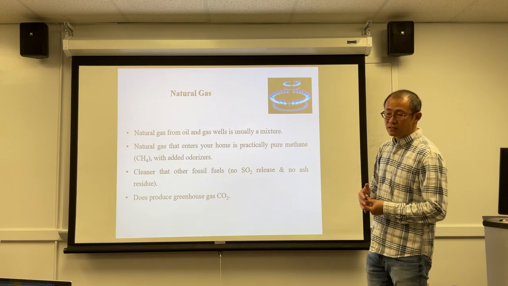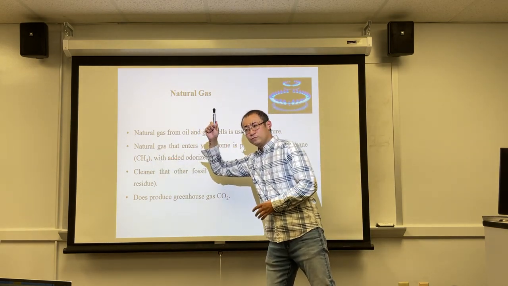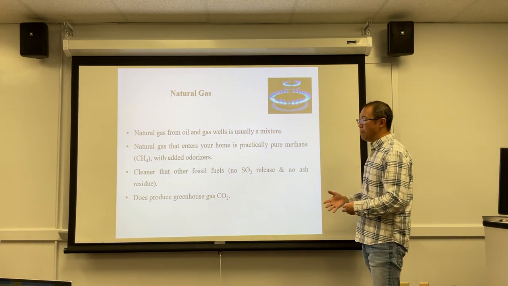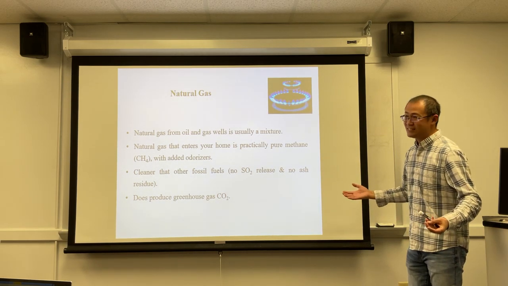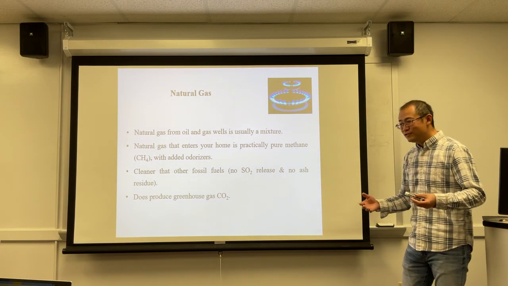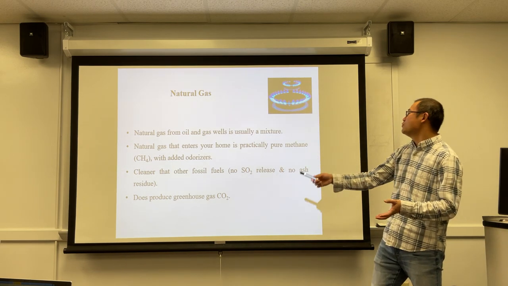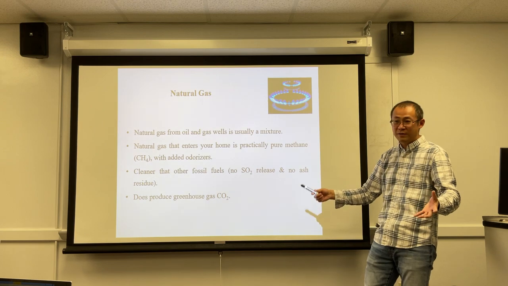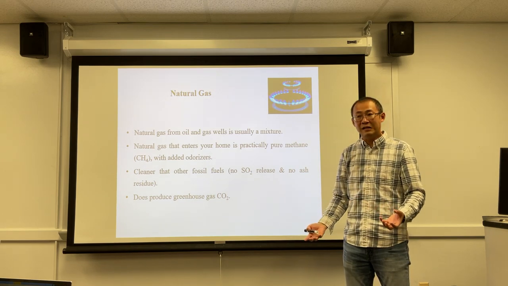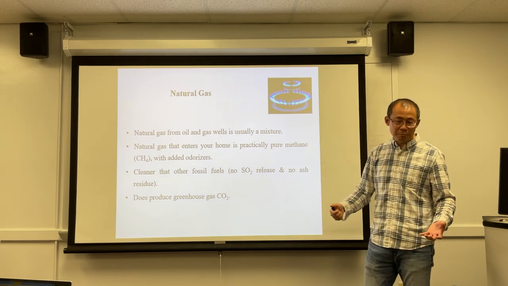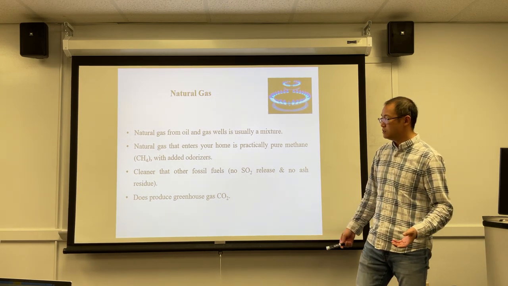Because natural gas is practically pure methane, which only contains C and H, burning natural gas is probably the cleanest fossil fuel we're using nowadays, because it doesn't contain what? It doesn't contain other elements. It doesn't contain sulfur, it doesn't contain minerals. So there's no SO2, or ash residues, because it's a gas. Burning is much more efficient than burning what? Burning solid or burning liquid. So natural gas is probably the cleanest source of energy we're using nowadays, among the fossil fuels we talk about.